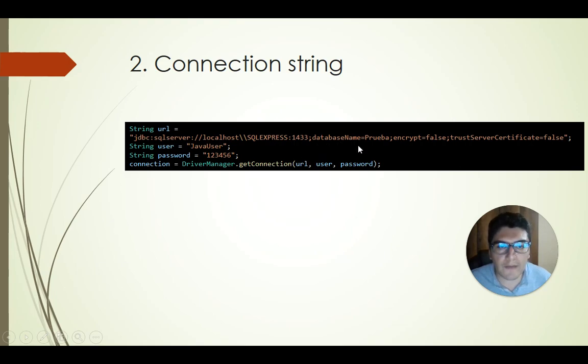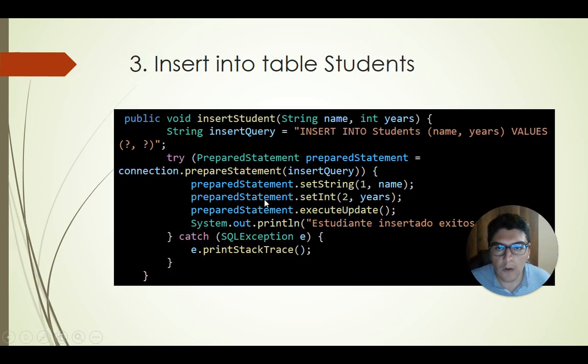You put the database name, in this case prueba, and it's necessary that you put encrypt false and trust server certificate false, because with this configuration it's not necessary to have a certificate to configure your connection string. And then you put the variables for user, in this case Java user, and the password 123456, and with the class DriverManager you get the connection with this configuration. And this is all for the connection string.